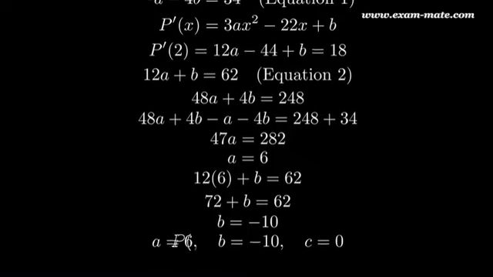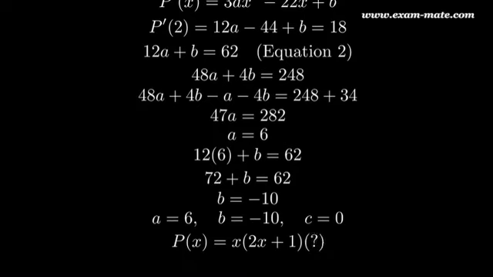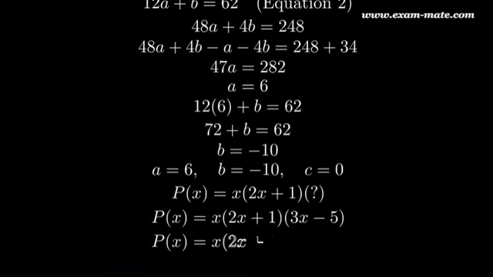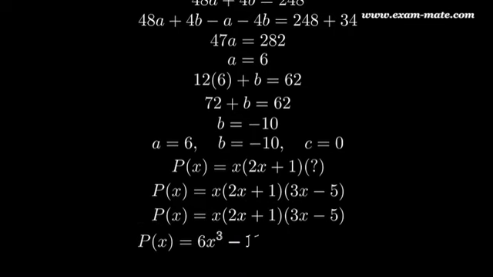For part b, we know that x is a factor, and 2x plus 1 gives remainder 3 halves, so it must also be a factor. The third factor must be 3x minus 5 to make the polynomial complete. Therefore, p of x equals x times 2x plus 1 times 3x minus 5. To verify this is correct, we can expand it out and check that it matches our original polynomial with the values we found for a, b, and c.